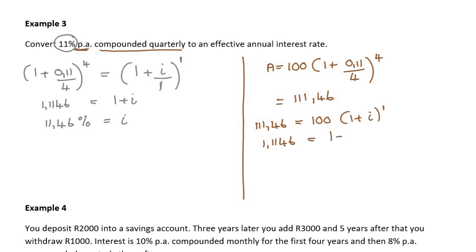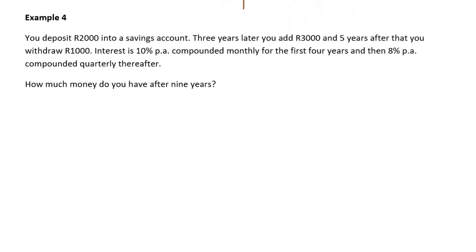So I divide by 100, and I'd get 1,1146 equals 1 plus i, and you'll notice I'm right back at the same place. So I'd minus 1, I'd times by 100, and I get 11,46%. So it doesn't actually matter which way makes more sense to you. Rather just pick a way that you understand and then stick to that. So that's converting, which is kind of the big thing we learned in grade 11.